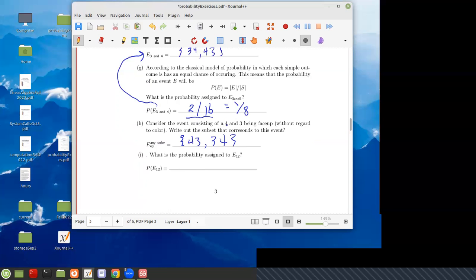In other words, if there's a 4 and a 3 being face up, there's still two ways they can be face up, right? So the probability here is also, so these two events are really the same event.